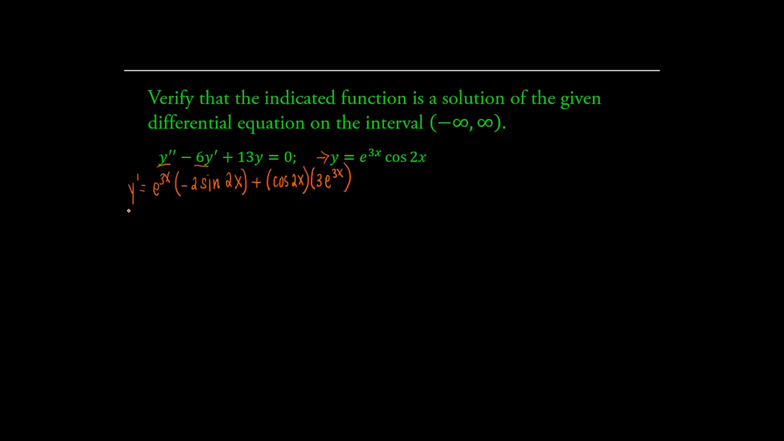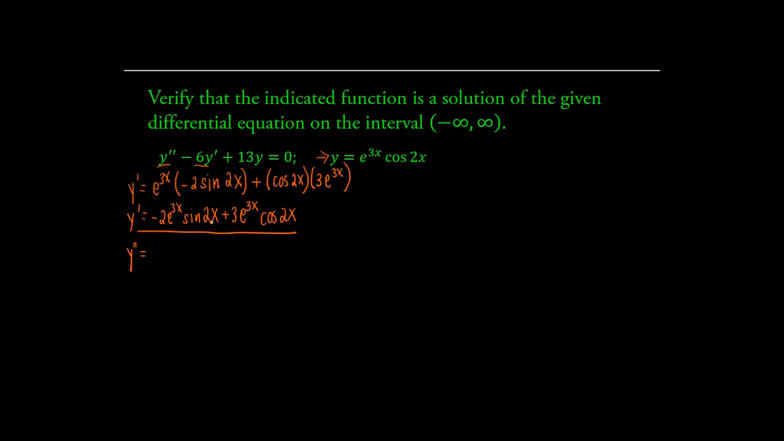So continuing or simplifying this equation, we now have y prime is negative 2e to the 3x sine 2x plus 3e to the 3x cosine 2x. Now remember, we need to take the second derivative. So we're going to take the derivative of the first derivative, which will give us the second derivative.